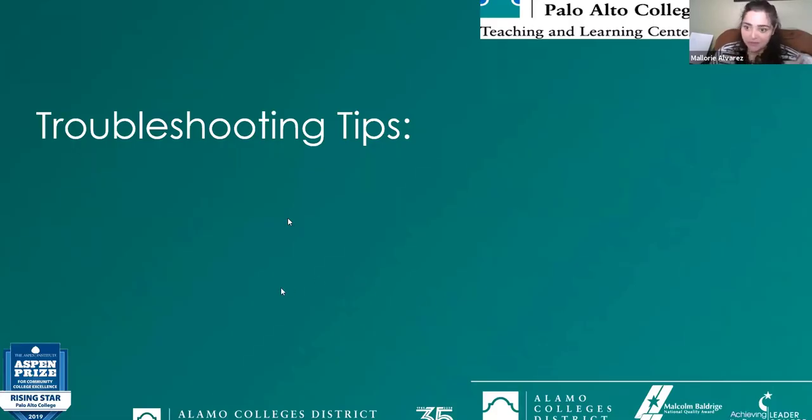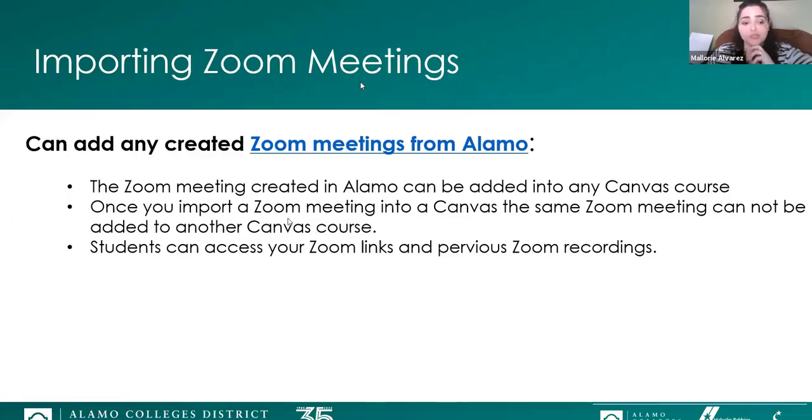Now, this one is going to be kind of my favorite part of this session. These are some fun troubleshooting tips that I thought could be very useful. The first one is that if you all of a sudden decide to start using Zoom in Canvas, meaning you want Zoom in your navigation bar and you want students to join the meeting through Canvas, the great thing is that any Zoom meetings that you created in Alamo can be imported into the Canvas course.